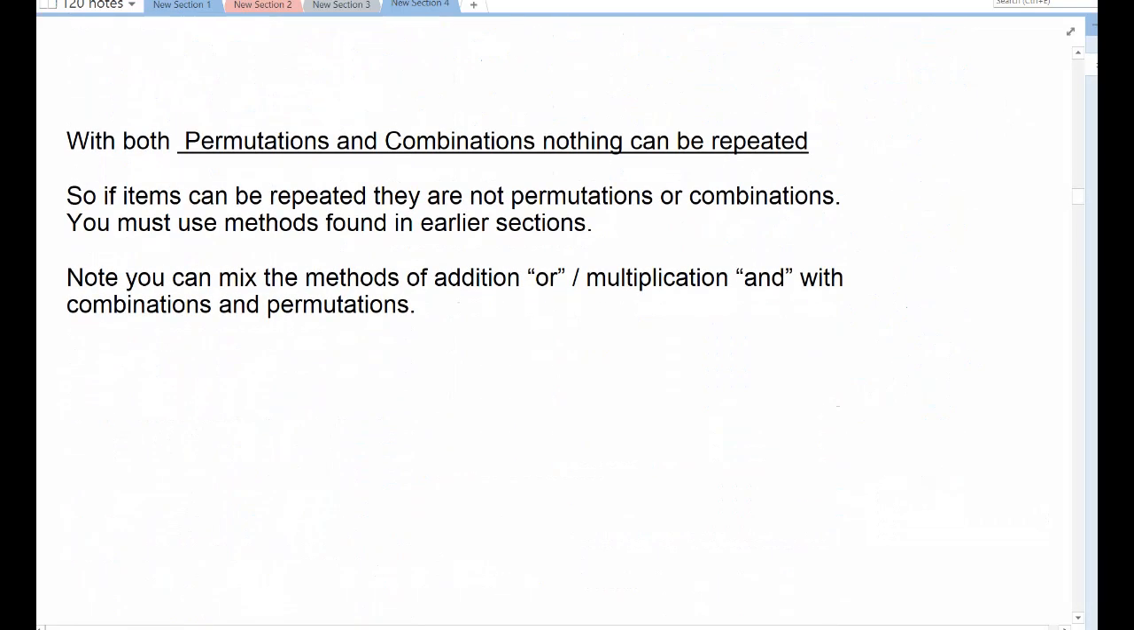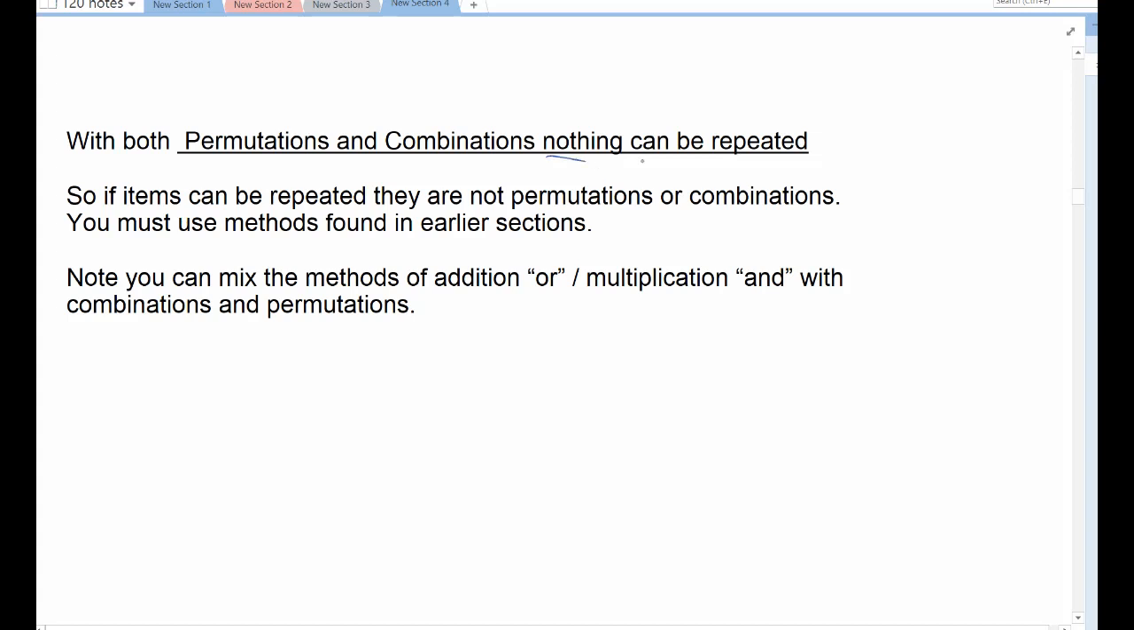Alright, so we're going to stop the set of notes there. Basically, finishing out this section is just going to be practicing combinations, permutations, and neither cases, so you can recognize the difference when it's a permutation, when it's a combination, and when it's a neither case.